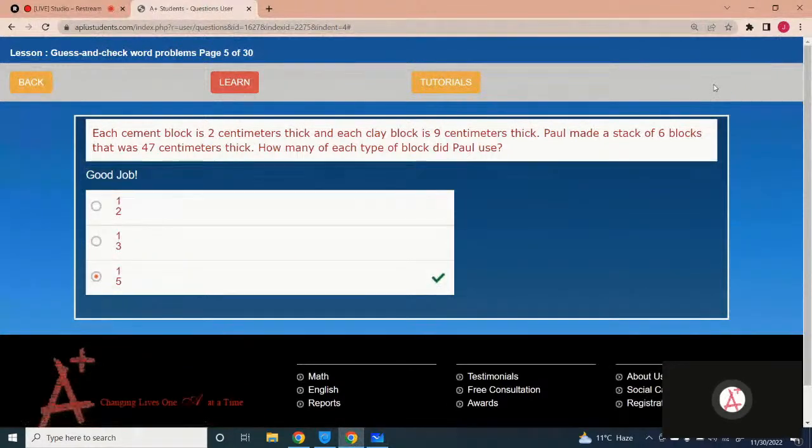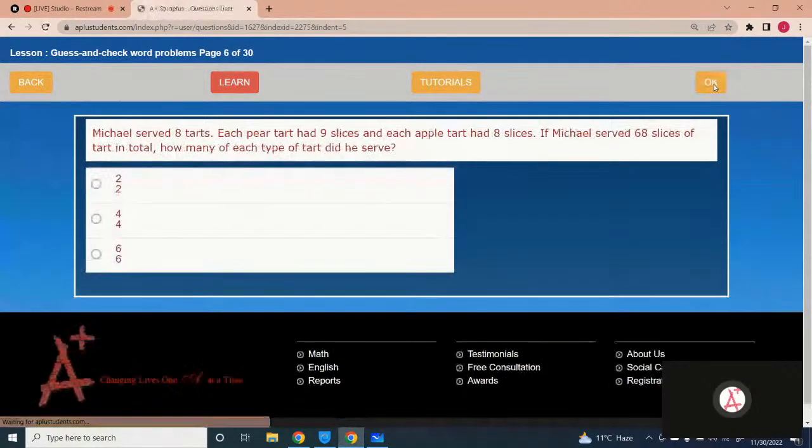Read the question carefully. They are very easy. You can just guess the answers like I did. Got it? Okay, let's check this one. Michael served 8 tarts. Each pear tart had 9 slices and each apple tart had 8 slices. If Michael served 68 pieces of the tart in total, how many of each type of tart did he serve?